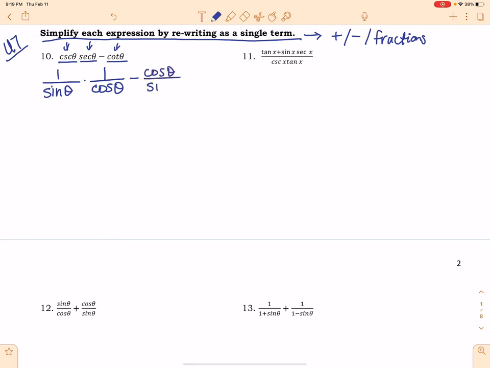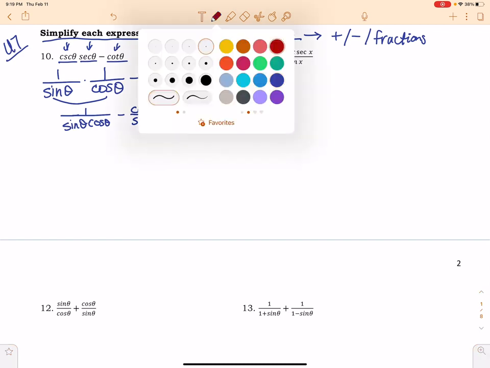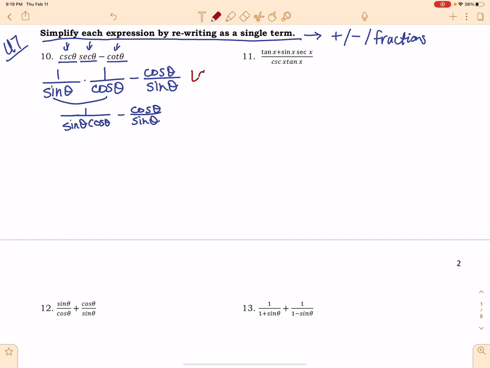Sorry about that. Okay, so what we have here now is we've got these two fractions multiplied together, so I am just going to write those as one fraction. And then we're subtracting another fraction from it. So what we want to do here is we want to get a common denominator so that we can combine these fractions into one term. So we are going to find our LCD.